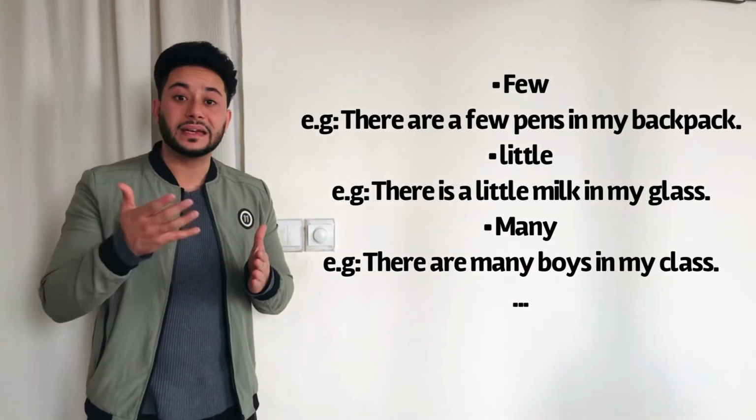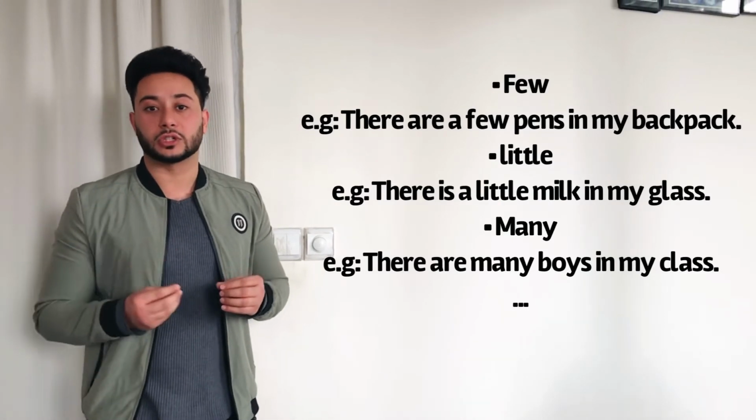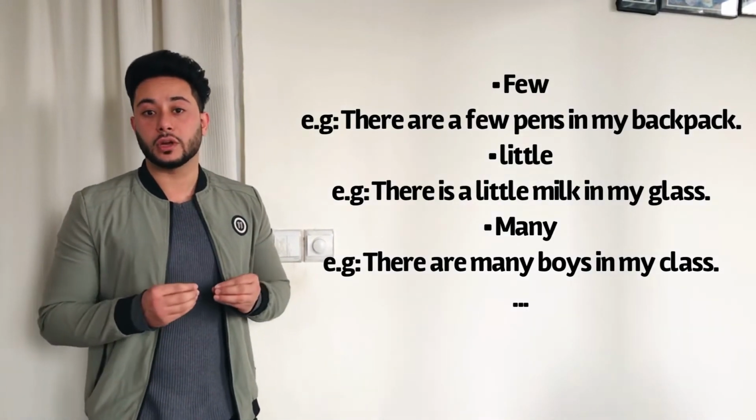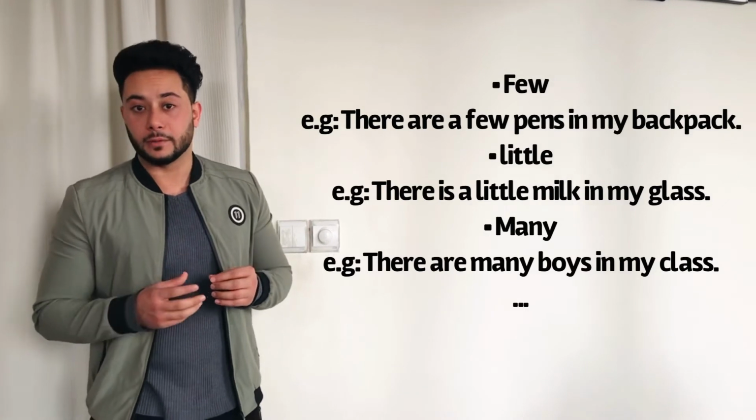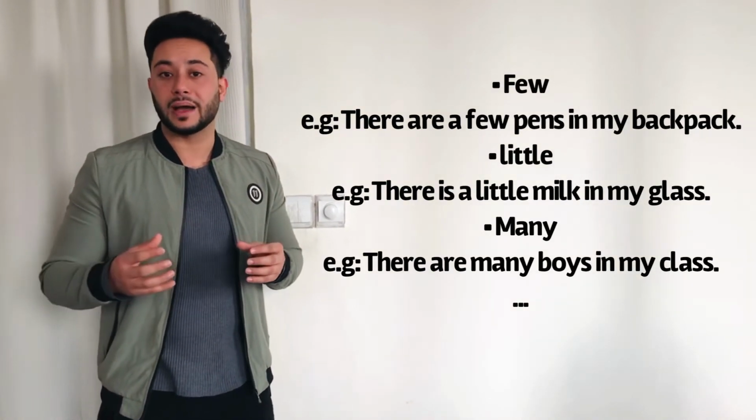Next, let's talk about the next quantifier, which is much. We use much for nouns which are uncountable. For example, there isn't much sugar in my cup. Let's talk about many. We use many for nouns which are countable. For example, there are many bikes in my class.